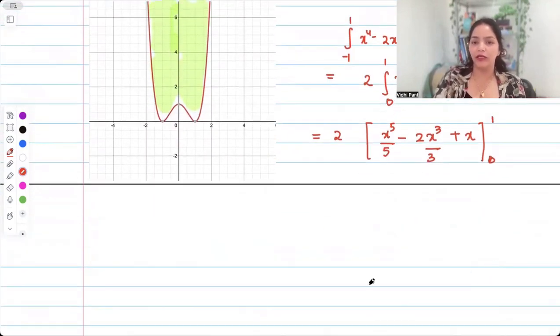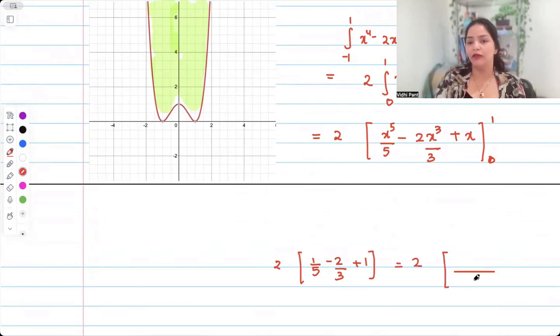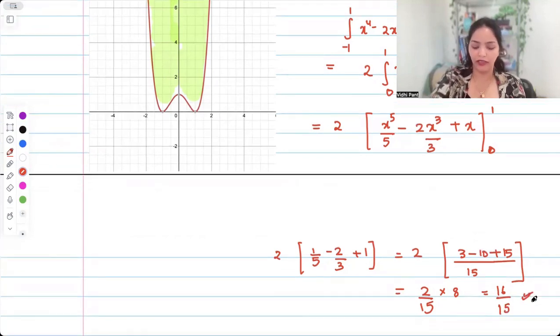And hence it would be twice of 1 by 5 minus 2 by 3 plus 1. So it is basically twice of, if you take LCM, 15, 3 minus 10 plus 15. So it's going to be 2 by 15 multiplied by 8. So 16 by 15. And that would be the correct answer.